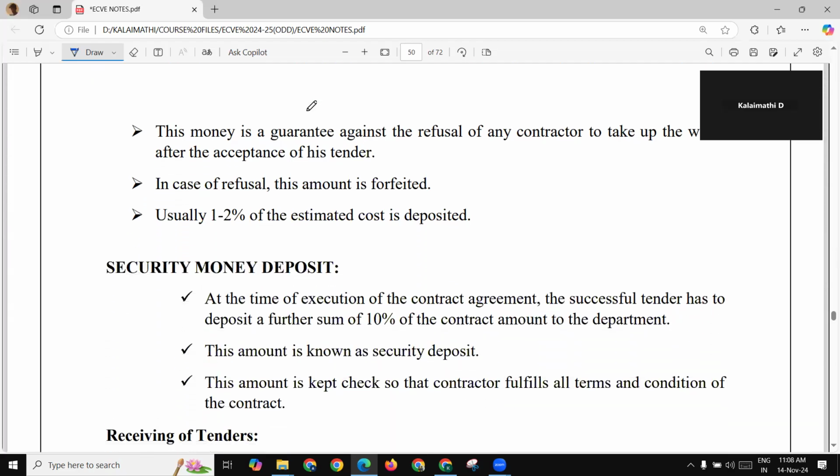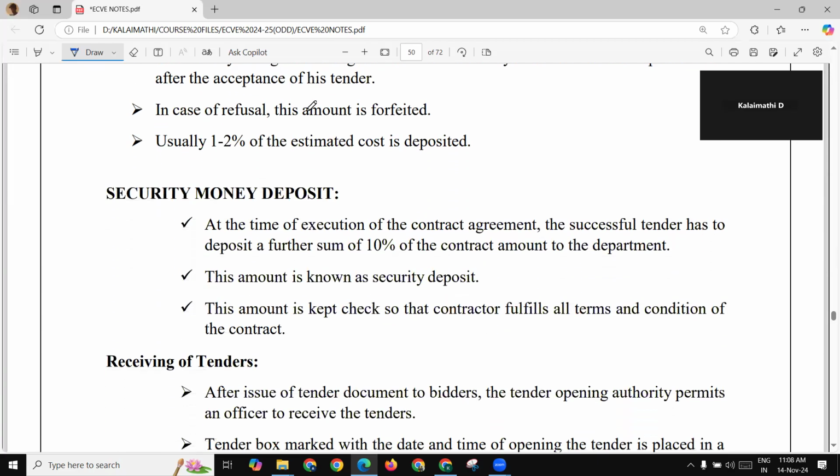Another one is SD, that is security deposit, which I have mentioned. Once the tender of a contractor is accepted by the client, the contractor has to deposit about 10% of the tender amount with the client. This amount is inclusive of the EMD already paid by him. This amount is called security deposit.